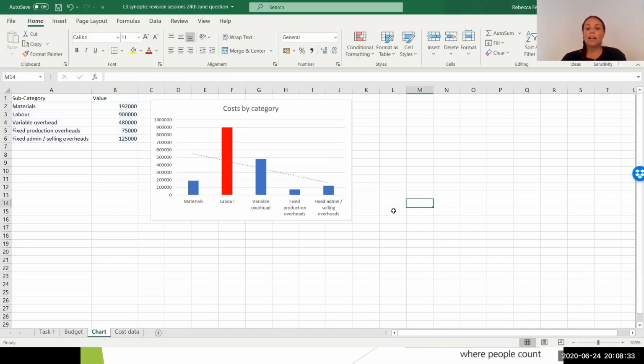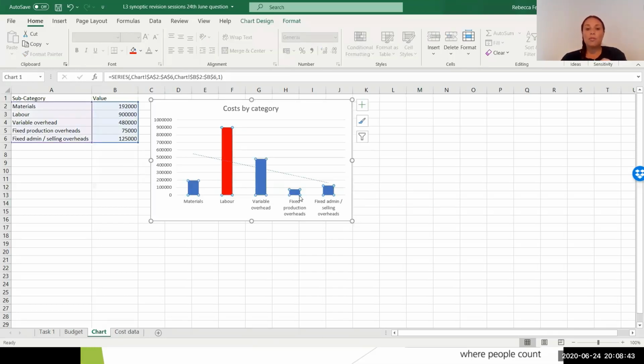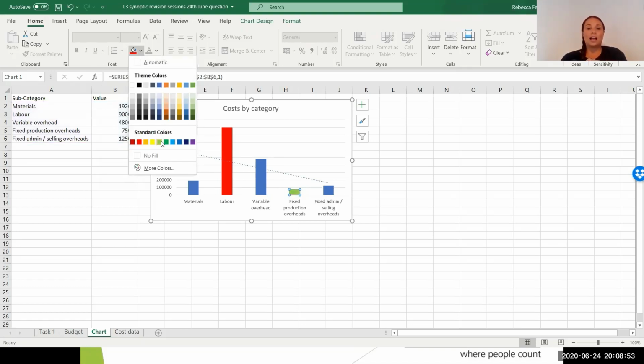So if I just show you that again, but for the lowest cost, so the lowest cost is fixed production overheads. We need to make that green. So if I click on it, you'll see that all 5 of the columns are selected. If I select it again, so fixed production overheads, all I've got to do is just change that to green.